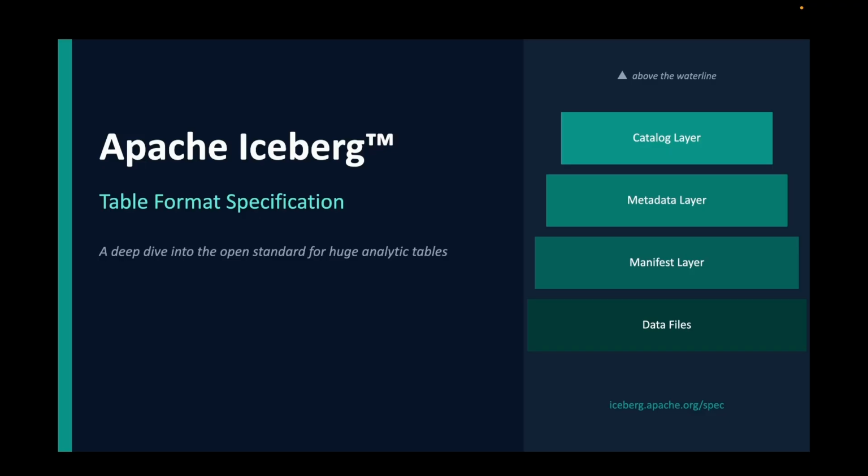On the right side, you would see different layers within Iceberg. You have data files, you have manifest layer, metadata layer, catalog layer, and above the waterline, you would see the table definitions that are created on catalogs and all the metadata operations. So we will go deeper into each layer in coming sessions.